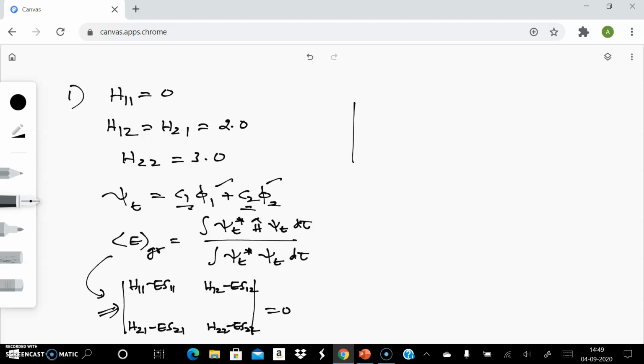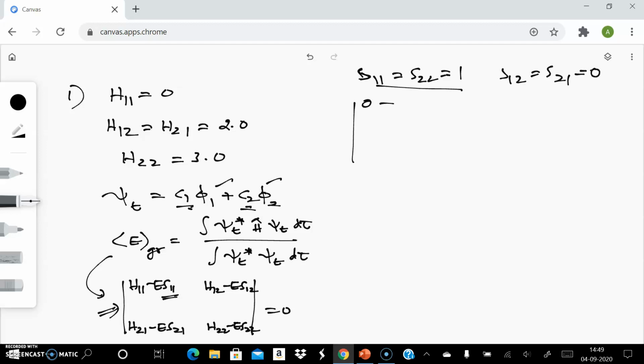h11 value is given, h11 value is 0 minus, I'll substitute the values, and s11 is actually the normalization integral, s12 is the overlap integral. Since these values are not given, you can assume the values. In general, the normalization integrals are assumed to be equal to 1. The overlap integrals s12 and s21 are not given, so I am going to assume that value is 0. Normalization integrals are usually 1. Overlap integral, I am assuming the value is 0.